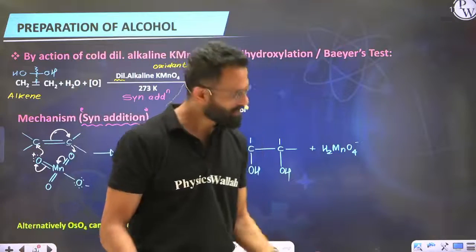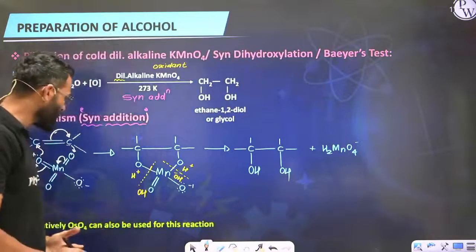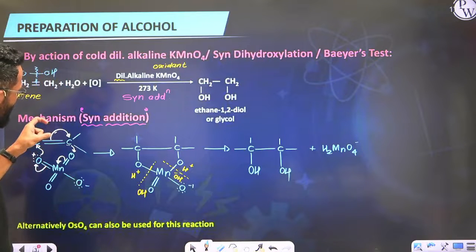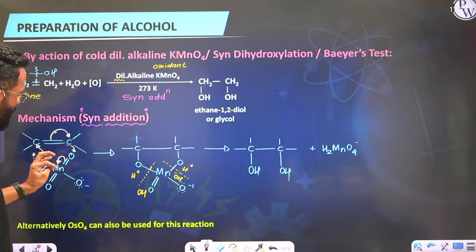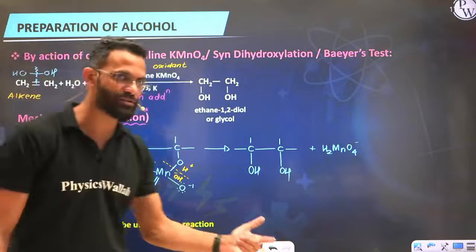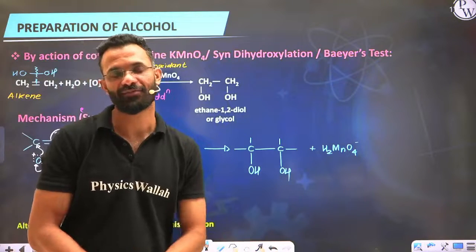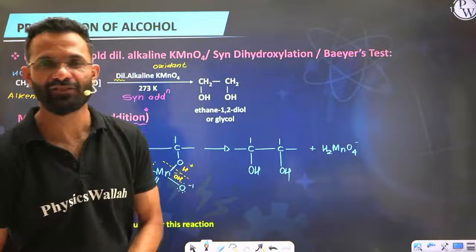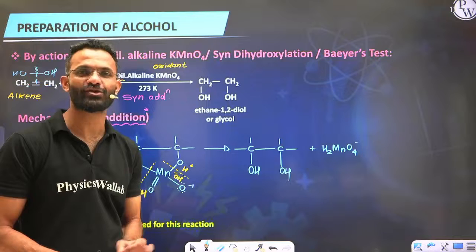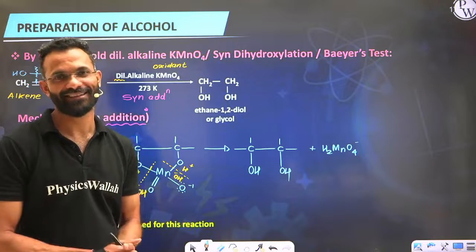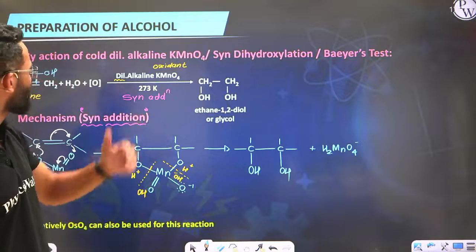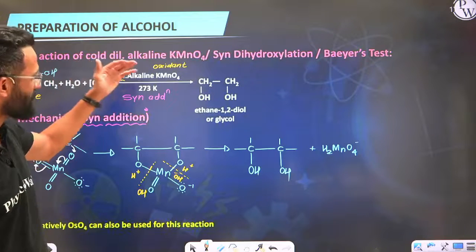dihydroxylation. So guys, in simple words, the presence of a double bond can be identified by treatment of that compound with KMnO4, and if you see there is a disappearance of color, that will indicate the compound was containing a double bond. So at times this is also referred to as the test for the detection of unsaturation in alkenes. So guys, this was one of the methods of preparation of alcohol by the action of cold dilute KMnO4.